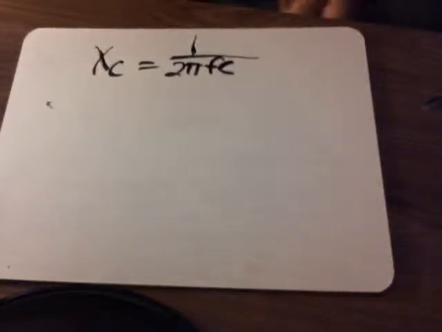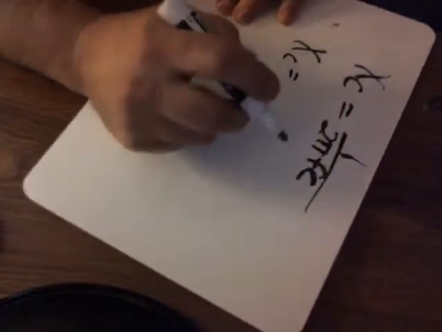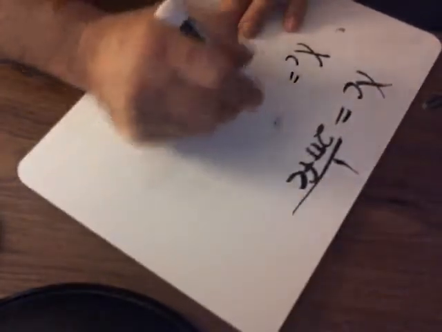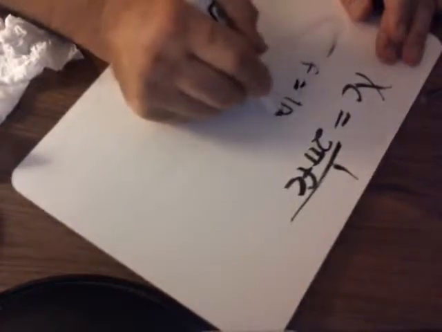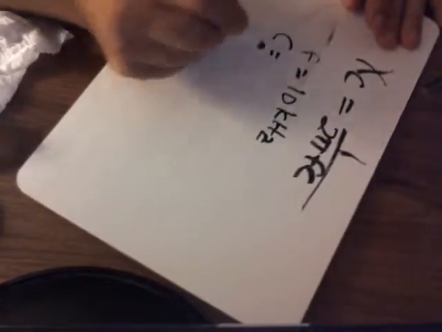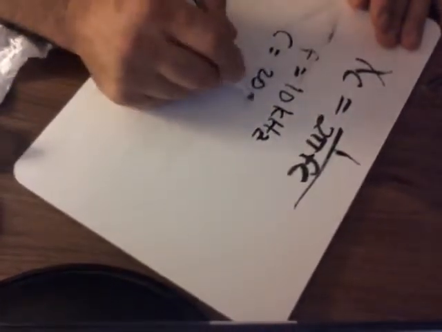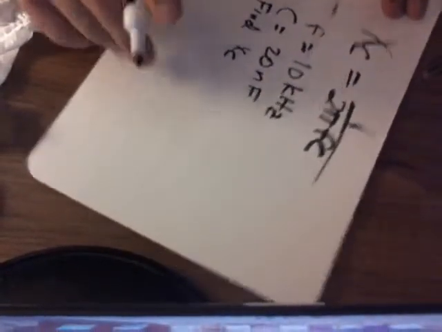So if I'm finding X sub C, let's say my frequency is 10 kilohertz and my C is 20 nanofarads, and I want to find X sub C. Okay, so that's the setup. Sorry about that. That is your setup.